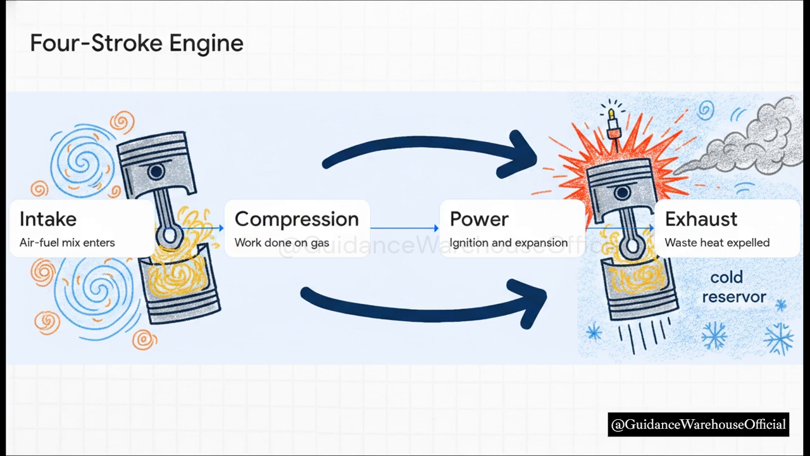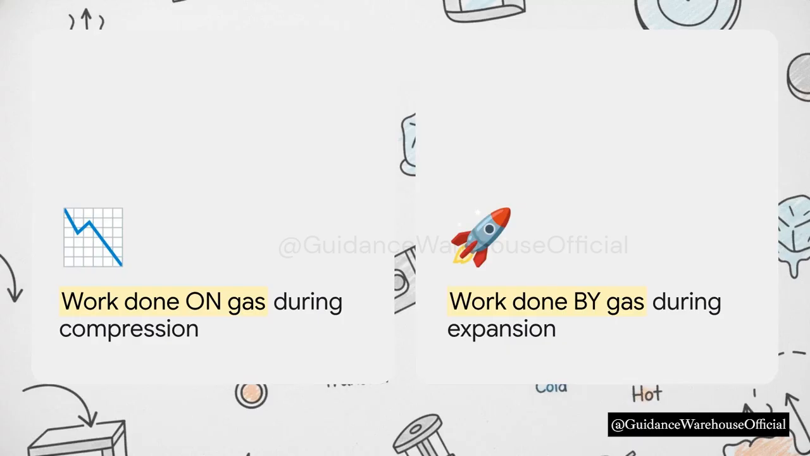So the really crucial thing here is calculating your net work output. Your engine actually spends energy doing work on the gas during that compression stroke. It costs you energy, but it gains a massive amount of energy from the work done by the expanding gas during the power stroke. The difference between those two, the net positive work output, is what actually turns your wheels.